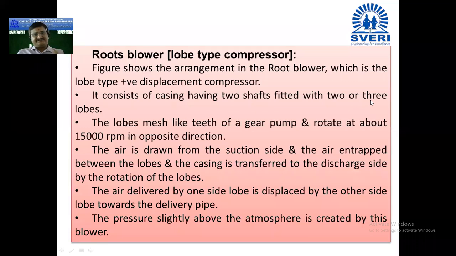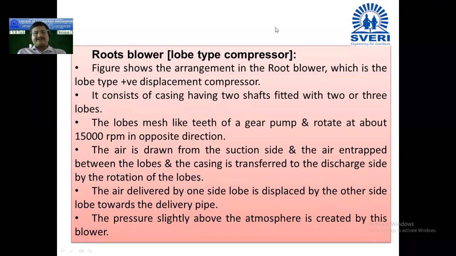So, this is the explanation about the root type of the blower, which is nothing but the lobe type of compressor. And it is very easy, and we have seen here. So, I think we need not concentrate more or need not write all these things in our notebook. But I want to highlight some points over here.